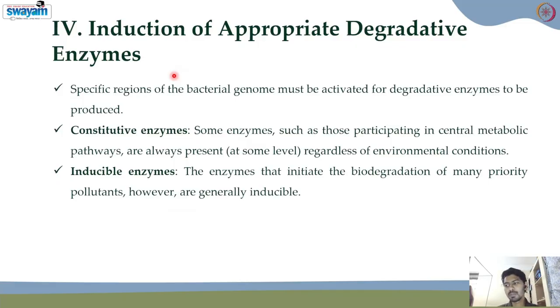And the fourth important principle is the induction of appropriate degradative enzymes. So selecting the microbe is the first thing, and second, you have to induce these enzymes in order to enhance the degradation process. The specific region of the bacterial genome must be activated for degradative enzymes to be produced. If you look at the types of enzymes, there are two types: one is the constitutive enzyme and one is the inducible enzyme.